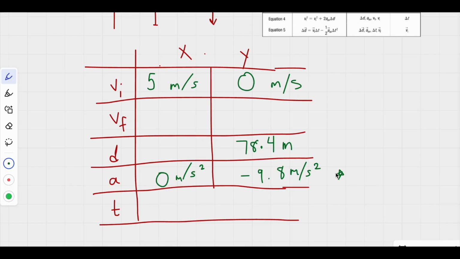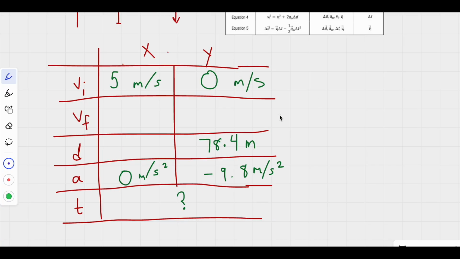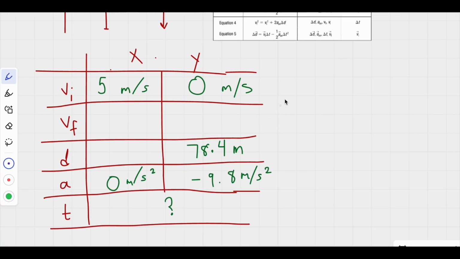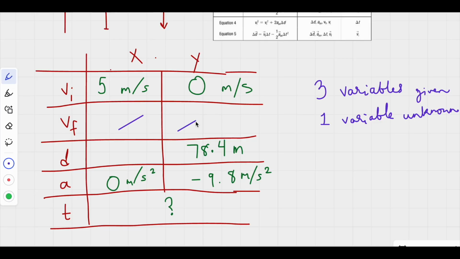These are always going to be the same. If you don't know anything else, at least you can always fill out the acceleration. And we are looking for time. It's going to be the same for both, whether it's x or y. The trick with these questions and kinematics equations in general, usually you want something where you are given 3 variables, at least, and 1 variable is unknown that you're looking for. In our case, we don't care about VF at all, so we can just take that out of the picture. But we do know 3 variables, and we're looking for 1.